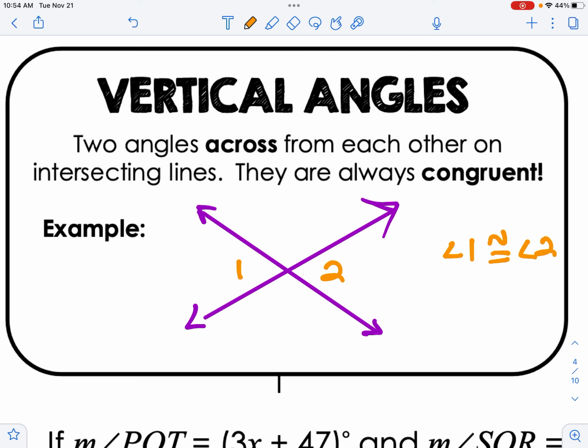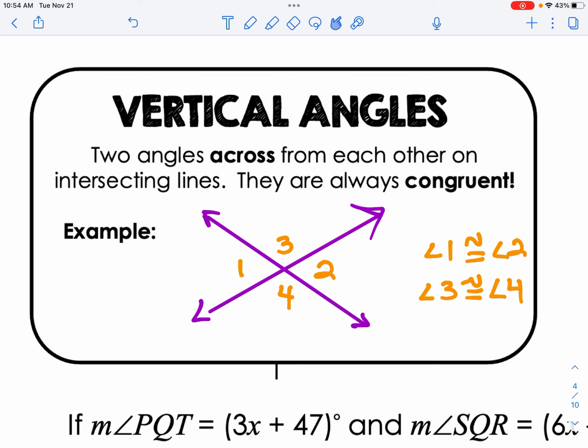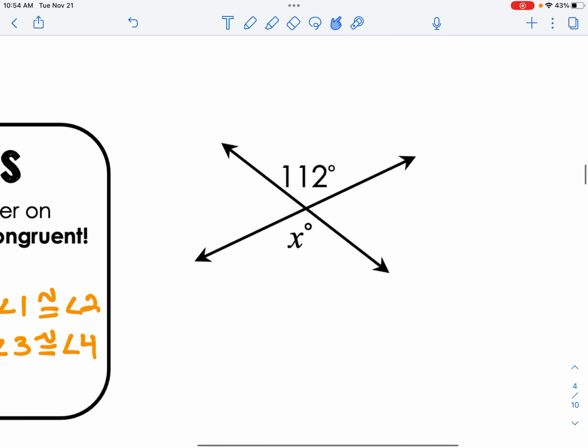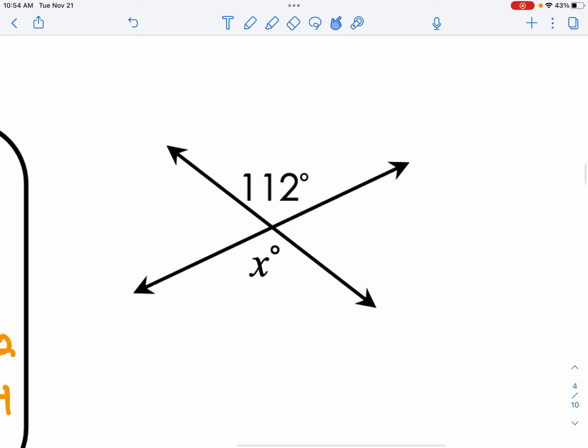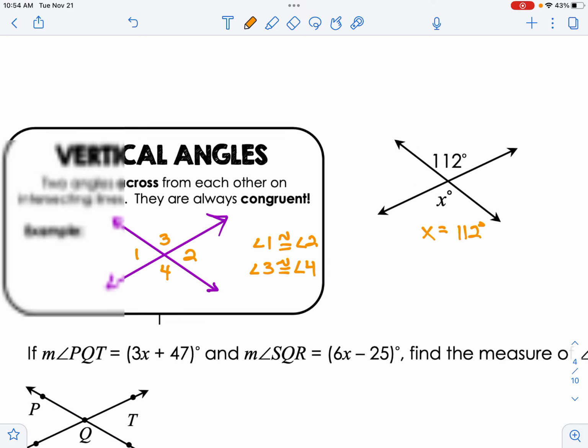By the same token, this angle right here, let's say angle 3, and this is angle 4, those are also across from each other, and they are also vertical angles. They would also be congruent. So angle 3 would be congruent to angle 4. These are called vertical angles. If I look at this picture right here, if this angle here is 112, I know across from it that would also have to be 112. So x would have to be 112 degrees. So that's simply vertical angles.